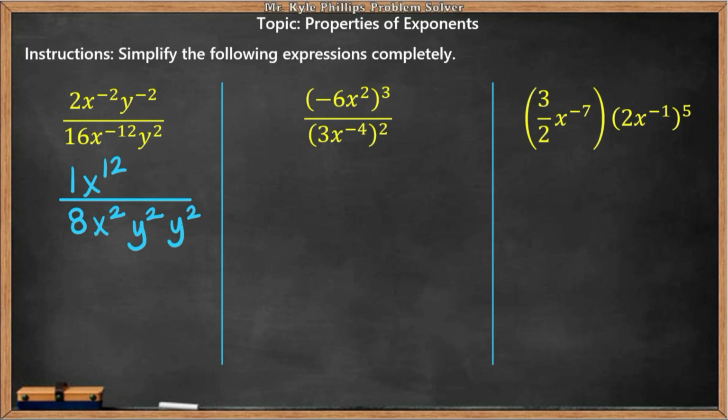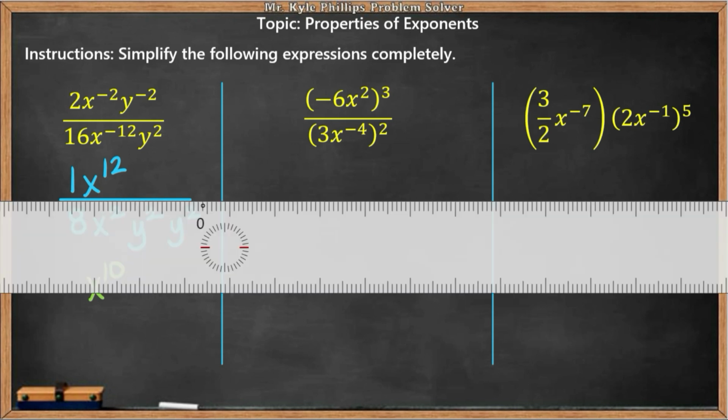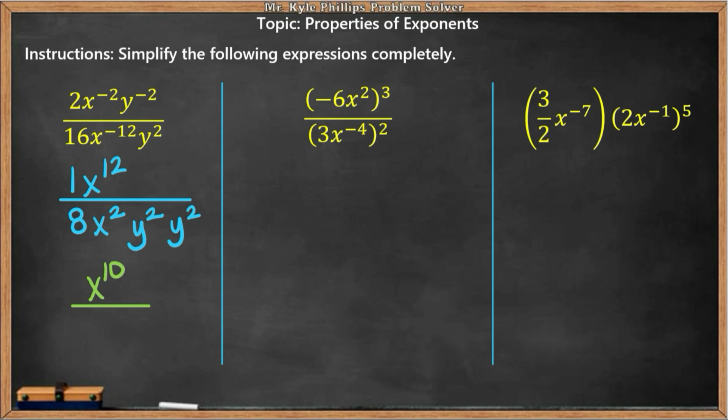Now I will simplify. So the 1 over 8 is already simplified. Here I have 12 over 2. So remember, with exponents, we're going to subtract. So 12 minus 2, that's going to be 10. So I have x to the 10th power on top. On the bottom, we will have 8.